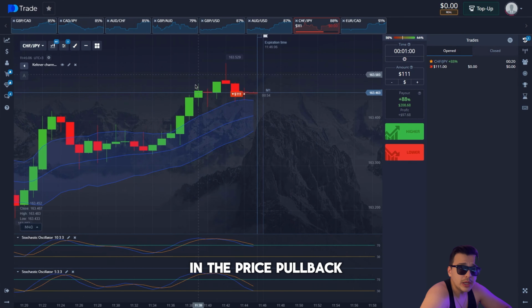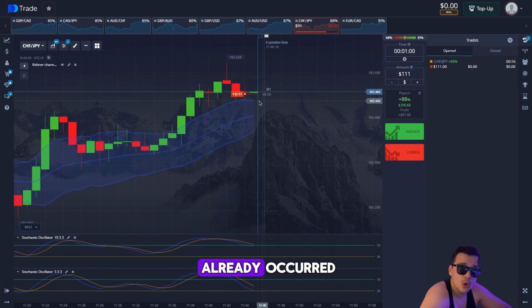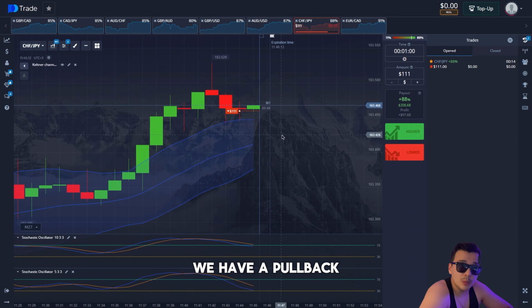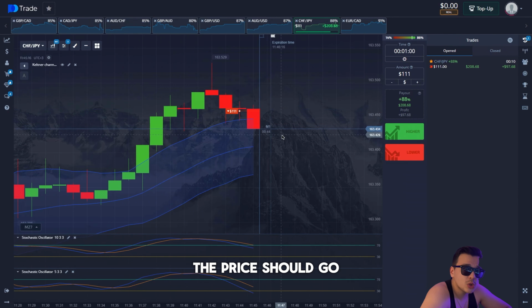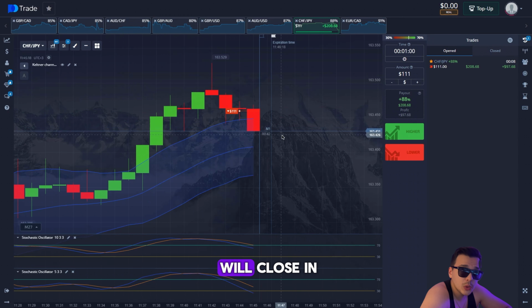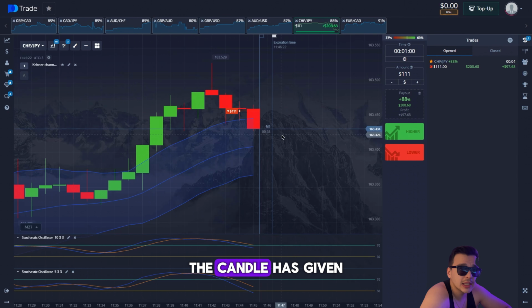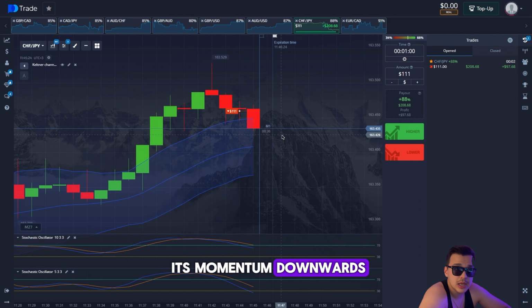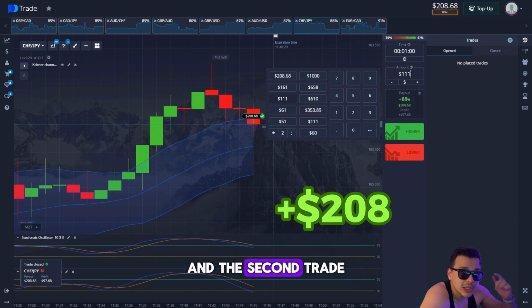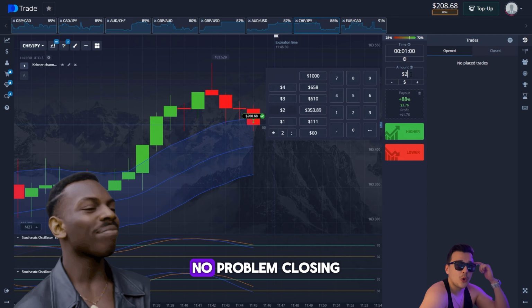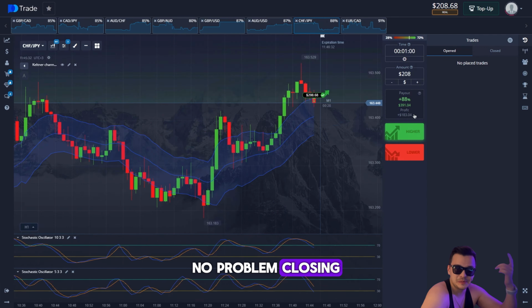In the price pullback, we open here. Of course, the pullback has already occurred for 3 candles. We have a pullback, but in general I think that the price should go a little bit stronger, and the deal will close in plus. We have the last seconds left. As you can see, the candle has given its momentum downwards. And that's what I'm talking about. And the second trade we also close, no problem, closing in plus.